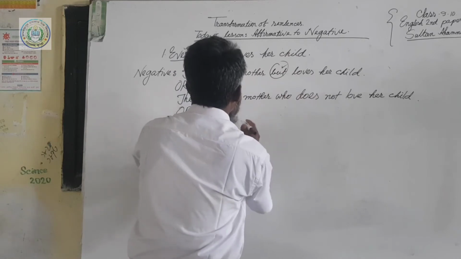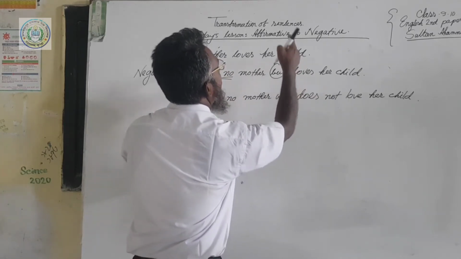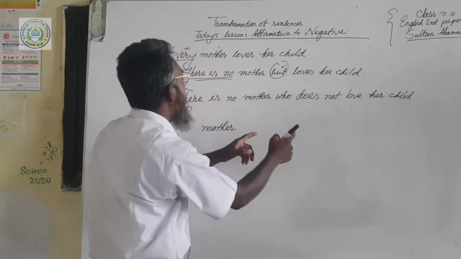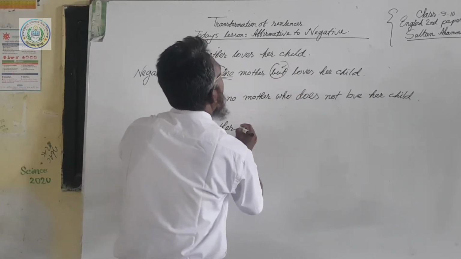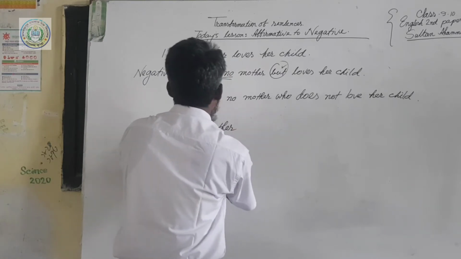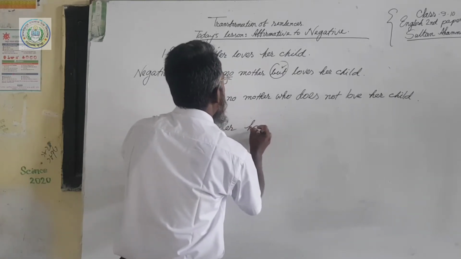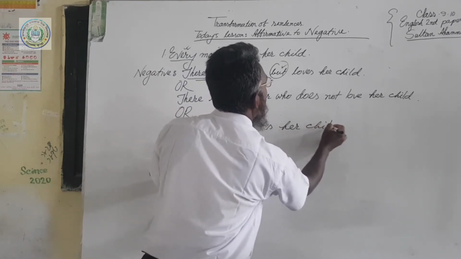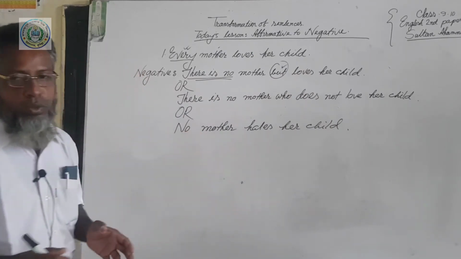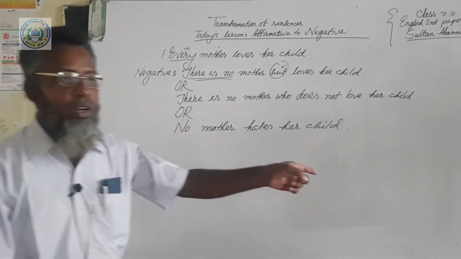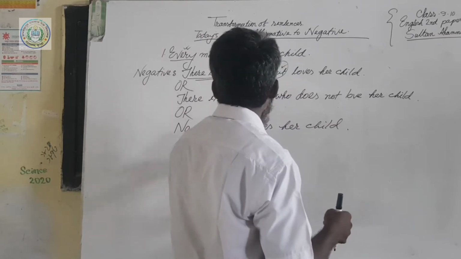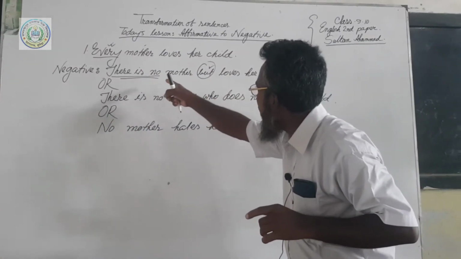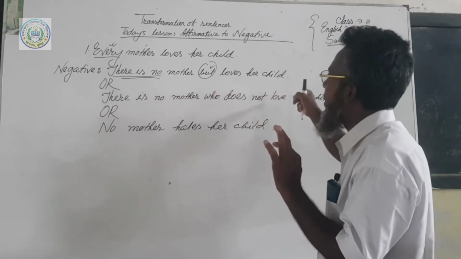This is the function. If you want to change this way, you have to write here "no mother". Without writing love, without using but, without using who, you can write: there is no mother, no mother hates her child. This is another rule. So I think, my dear student, you have got three types of techniques here. One technique is: there is no mother but loves her child.